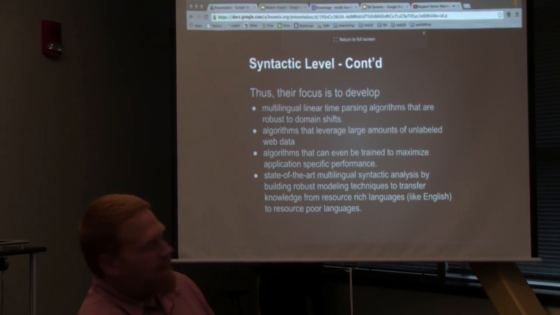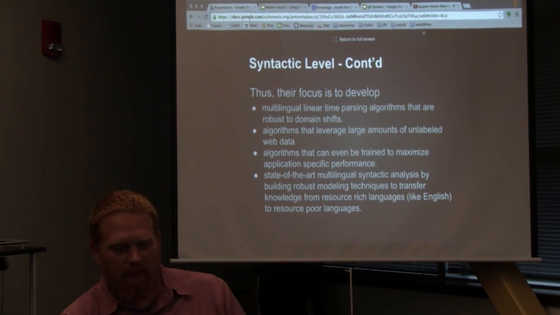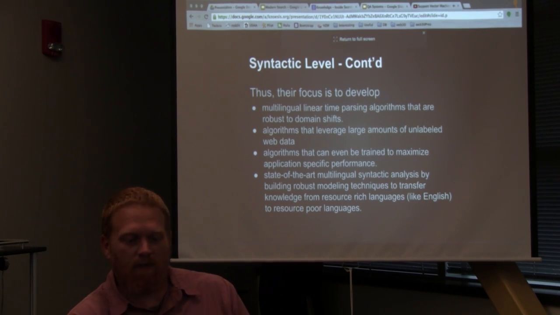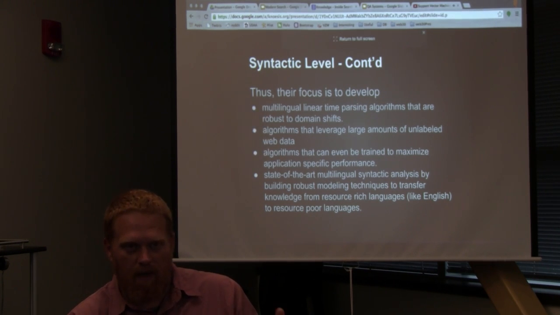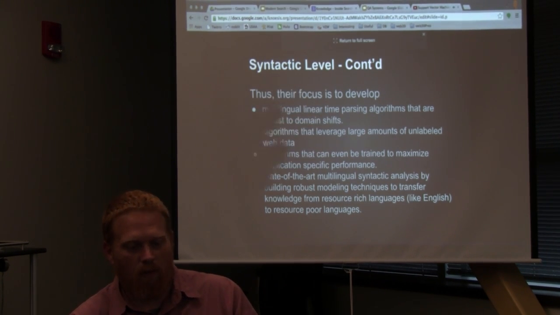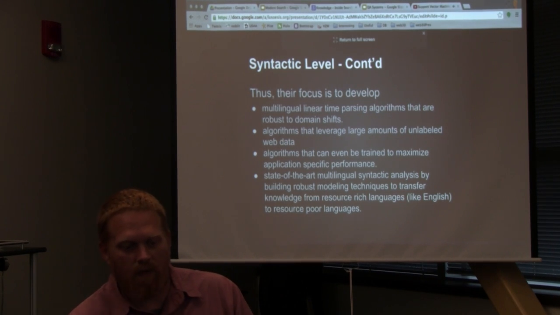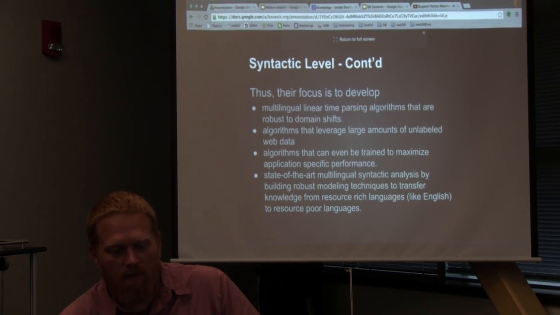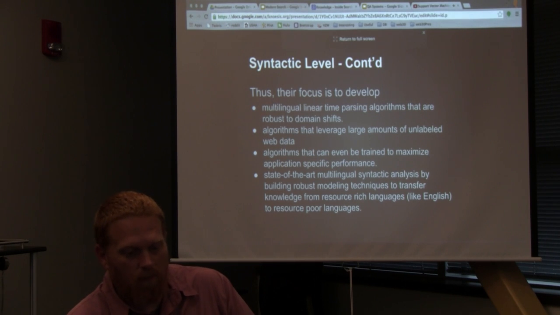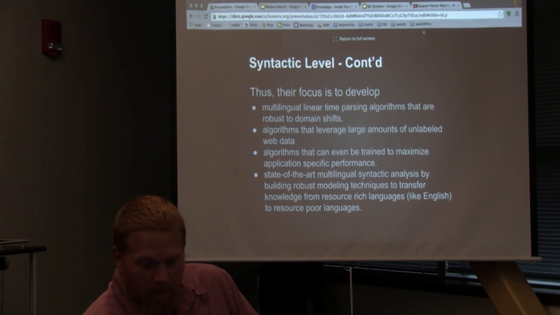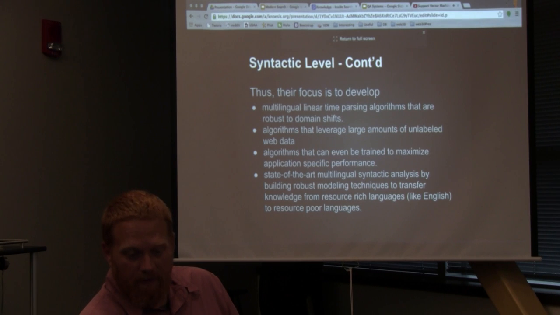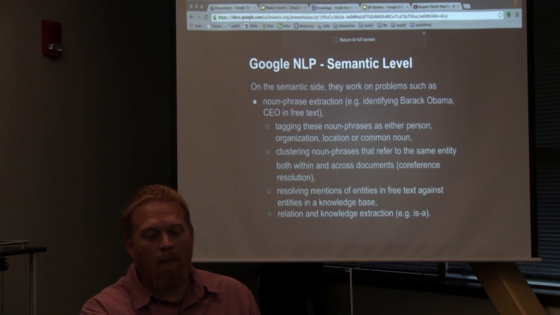So at a syntactic level, their focus is to develop multilingual linear time parsing algorithms that are robust to domain shifts. So going between a strongly typed document, something that's formal, to a blog post, it should work between those. Algorithms that leverage large amounts of unlabeled web data, like web pages. Algorithms that can be trained to maximize application-specific performance. And state-of-the-art multilingual syntactic analysis by building robust model techniques to transfer knowledge from resource-rich languages to resource-poor languages.